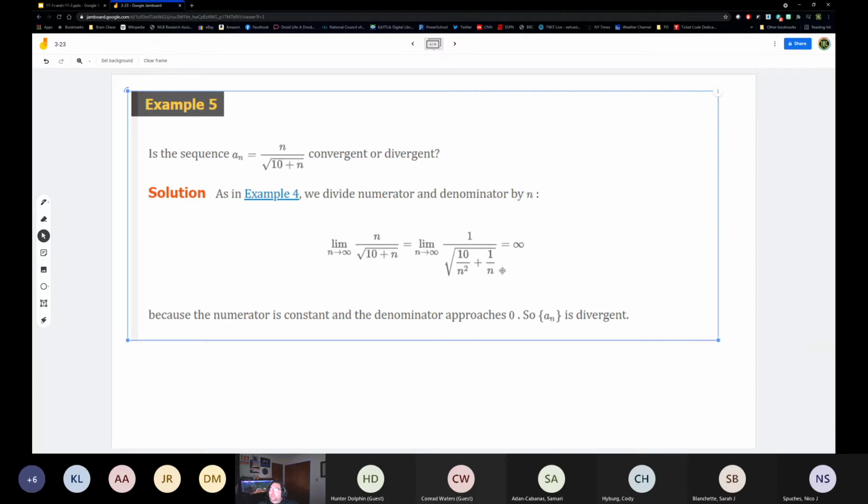Now, each of those pieces down the bottom, 10 over n squared, that's going to 0 because the denominator is getting big. 1 over n is going to 0. So that bottom is going to the square root of 0, which is 0. So as the denominator is getting closer and closer to 0, that means my function, or in this case, my sequence, is going to infinity. So this one diverges because it's going to infinity.